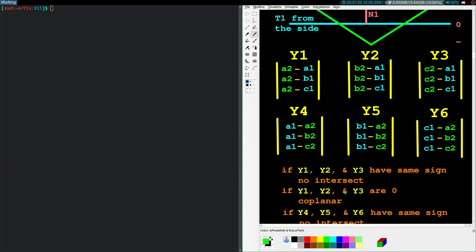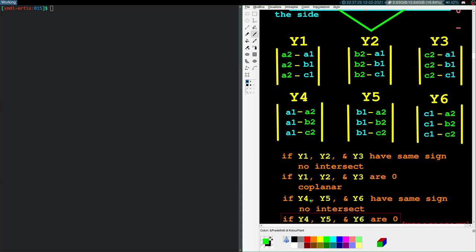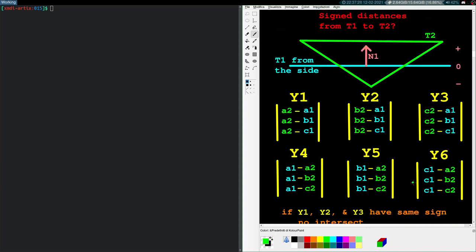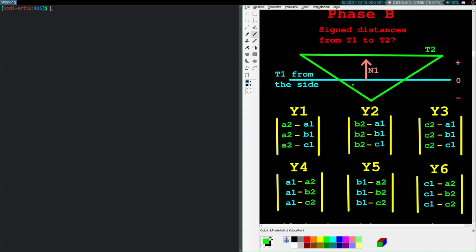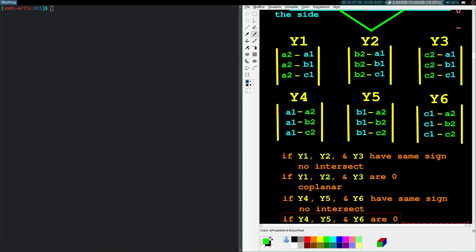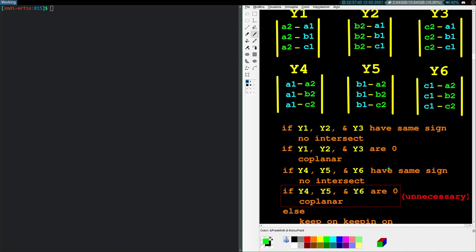After that, if neither of those two has been evaluated as true, then look at Y4, Y5, and Y6. So Y4, 5, and 6 are basically the opposite. This is triangle T1's vertices, A1, B1, and C1, relative to the plane A2, B2, C2, which is triangle 2's plane. So you can evaluate that again. If Y4, 5, and 6 have the same sign, then you have no intersection. And if Y4, 5, and 6 are 0, again, you're coplanar.